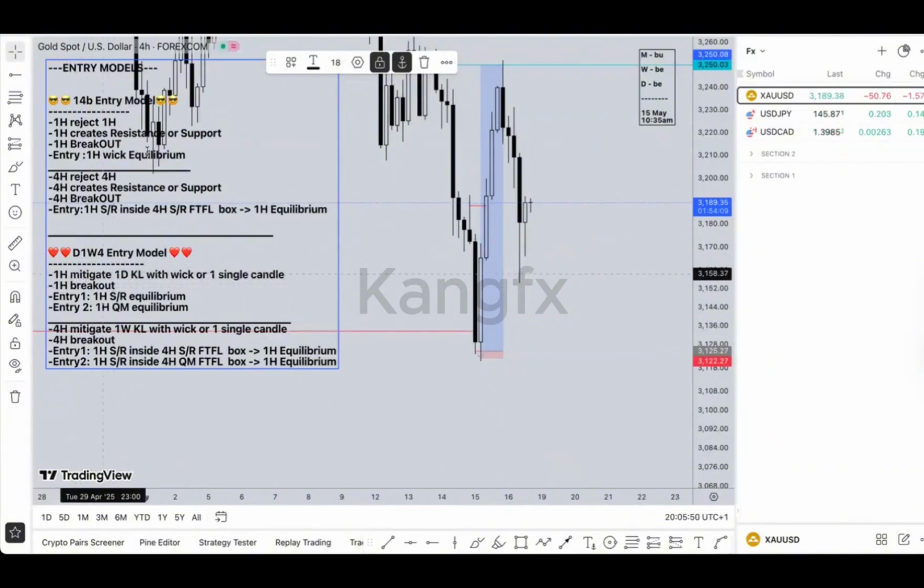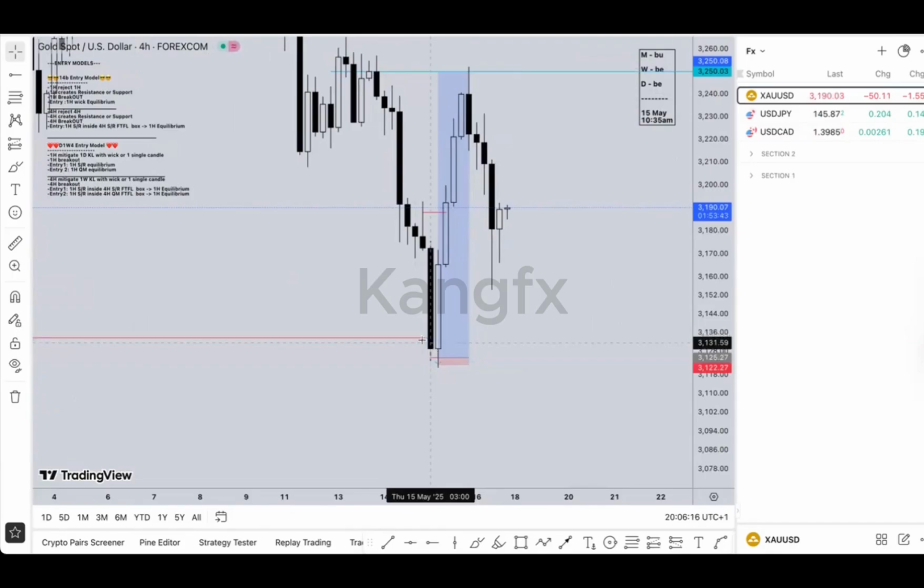This is the D1W4. Why the 14B entry model? We use it for confirmation entry also. Use it for continuation entries also. There was a rejection on this on daily, breakout on 1 hour. We waited for the market to come here, but it did not come.